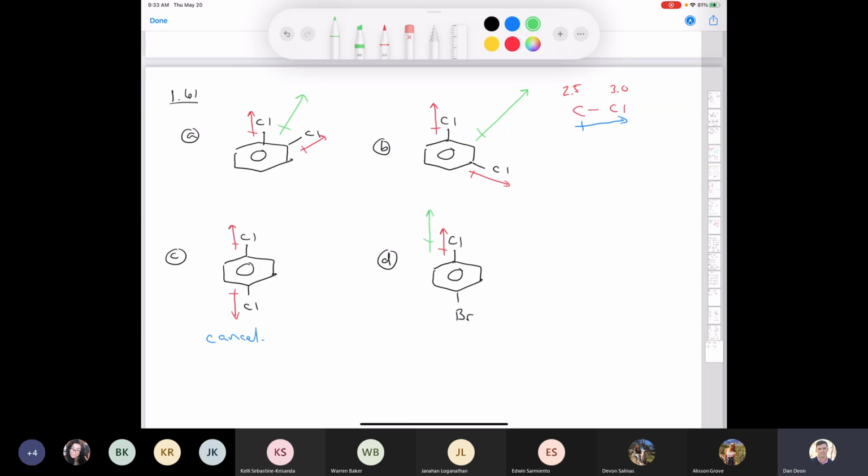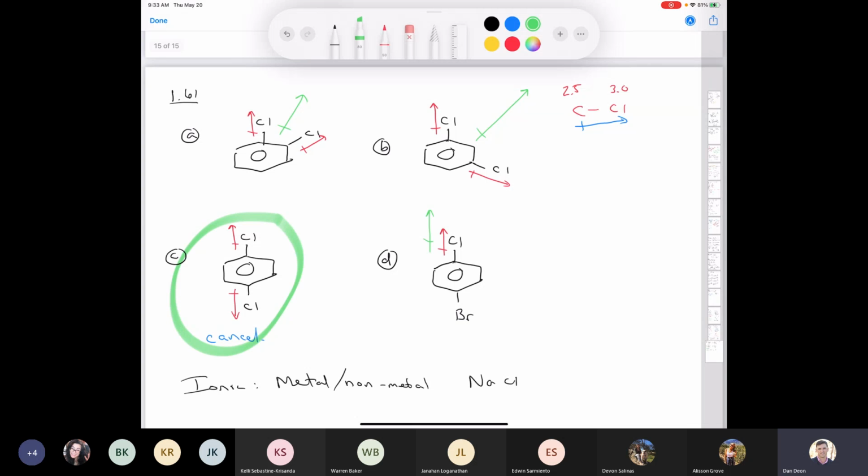So somebody says something about ionic. There's no way that any of these compounds could be ionic, okay? An ionic compound is when we have a metal and a non-metal. And there's no metals in here, right? Sodium chloride would be an ionic compound because sodium is a metal. So we have three polar compounds, and then we have one non-polar compound, the one that I have circled in green.